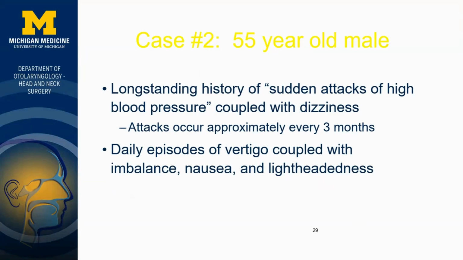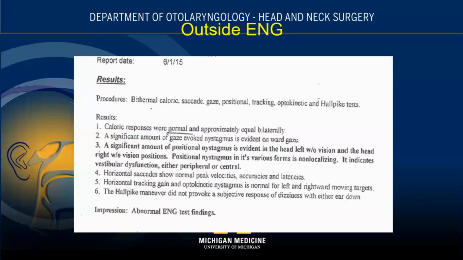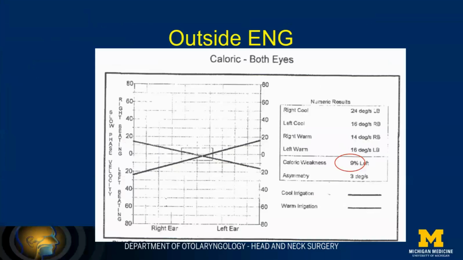This patient is 55, has a history of sudden attacks of high blood pressure coupled with dizziness. Attacks occur approximately every 3 months. Daily episodes of vertigo coupled with imbalance, nausea, and lightheadedness. So outside ENG says caloric responses were normal and approximately equal bilaterally, even though they note positional nystagmus. Outside ENG, very similar to the last one, a 9% left weakness, and then responses in the high teens, low 20s.